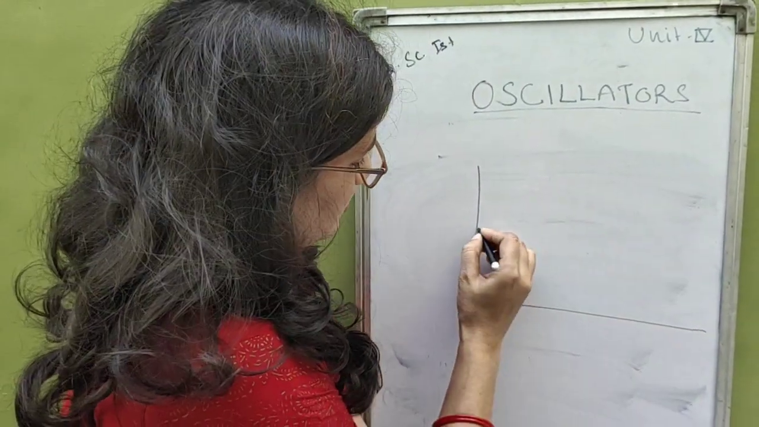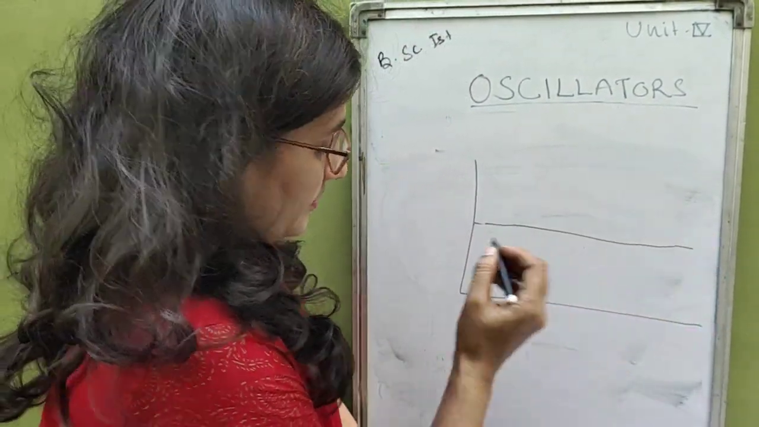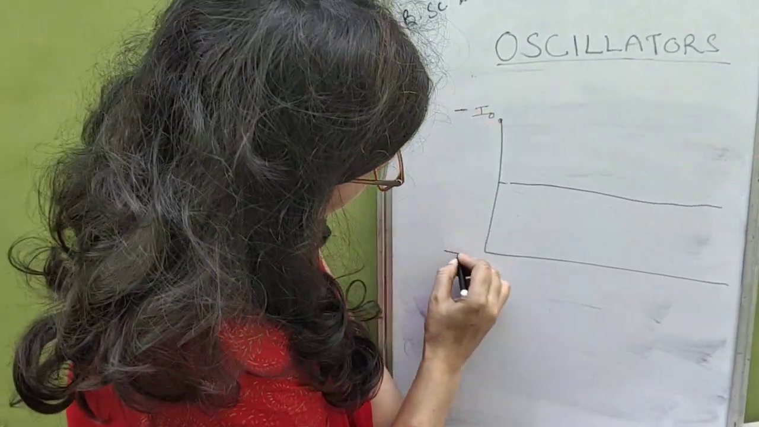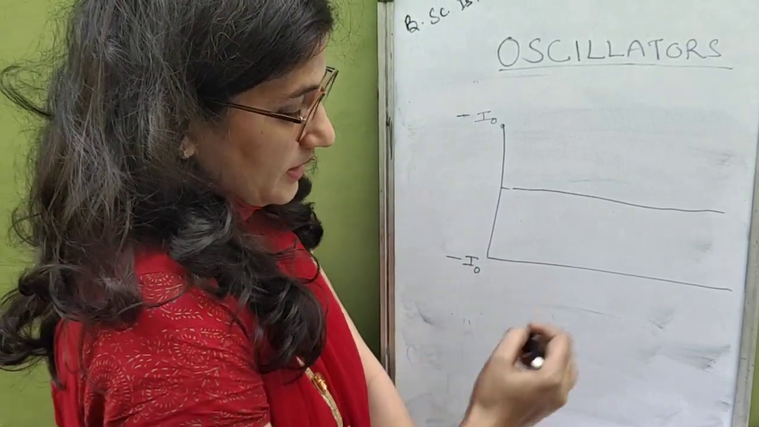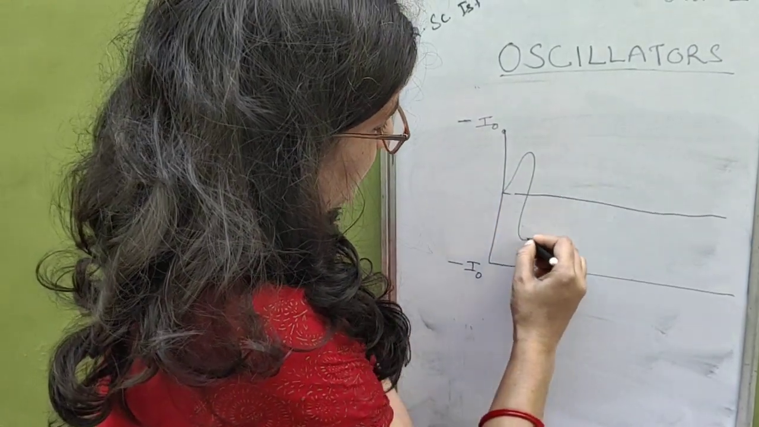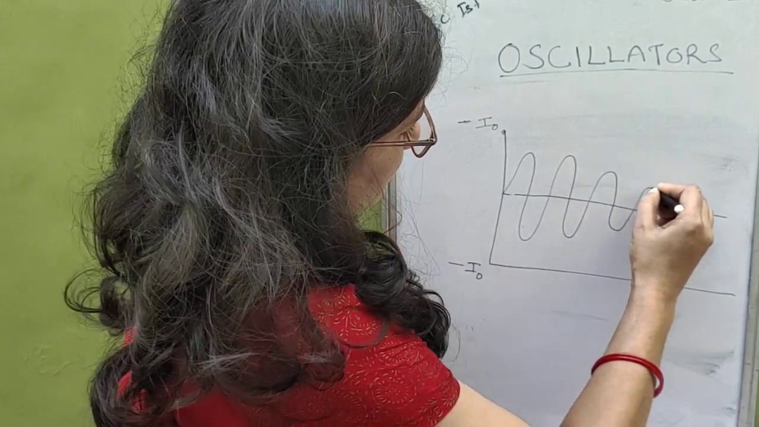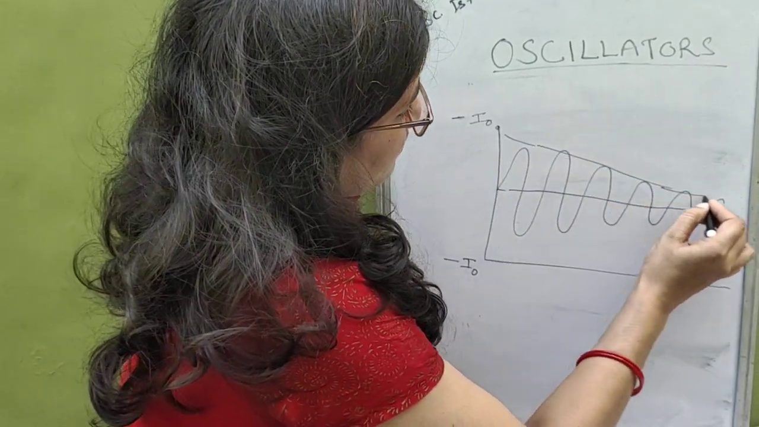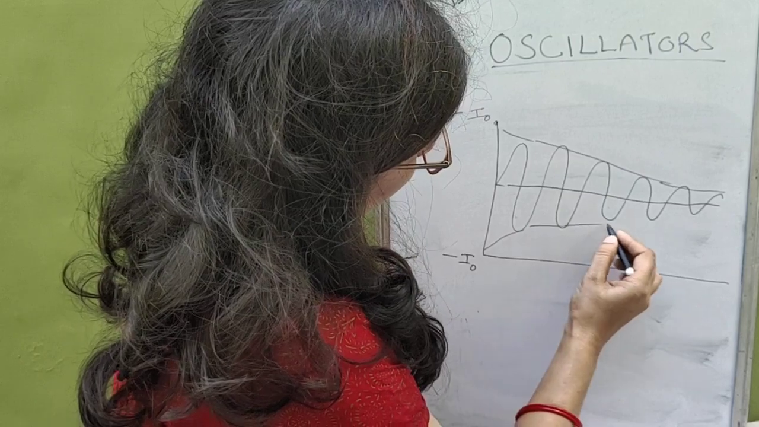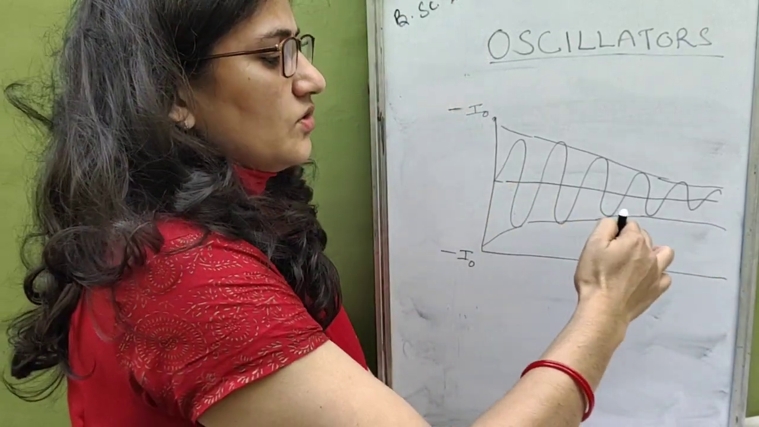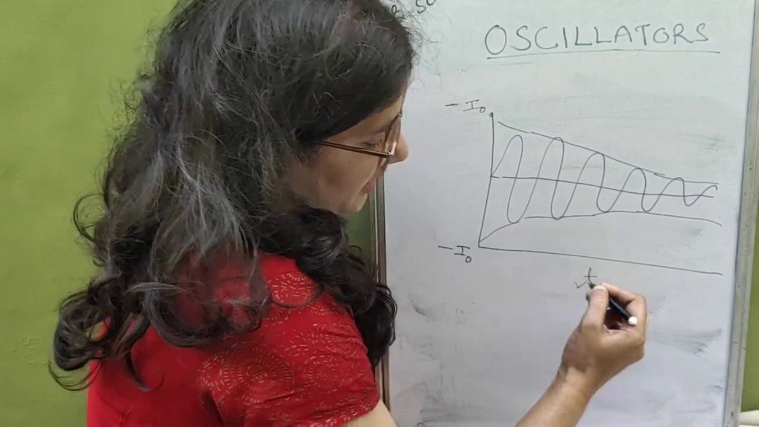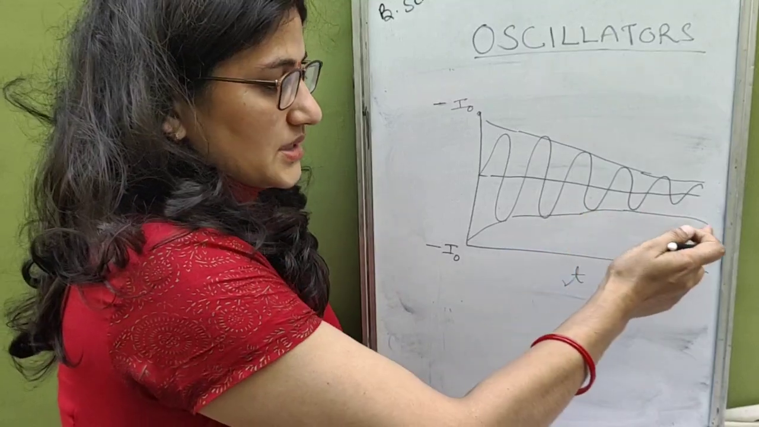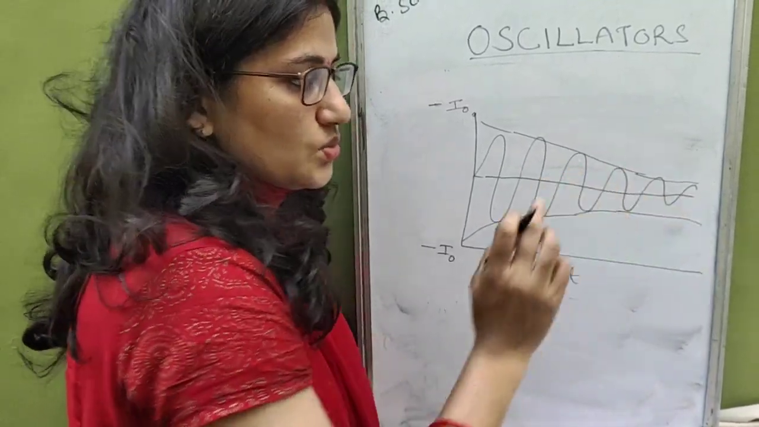And the representation of these oscillations is like this. What is the maximum value? Maximum value of current is I naught plus, and my minimum value is I naught minus, and these are the type of oscillations. What we observe from this figure is that the amplitude need not remain constant with the time t. You can already see in the figure that the amplitude is not constant with time t. The amplitude is going to decrease with time t.